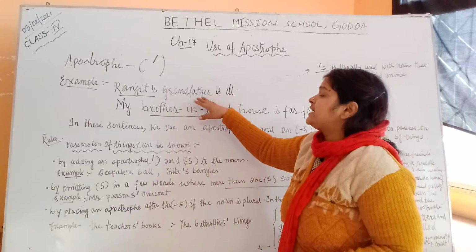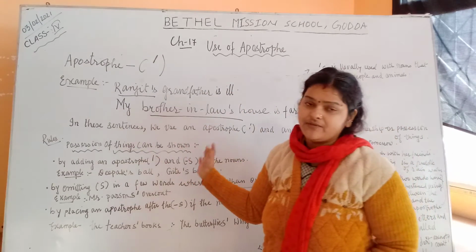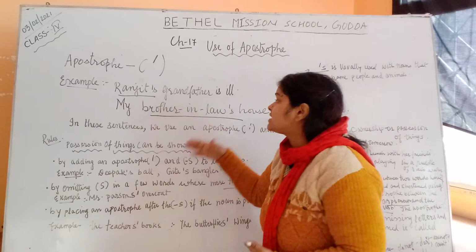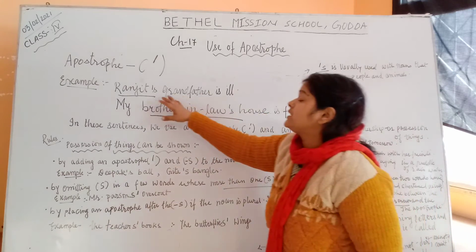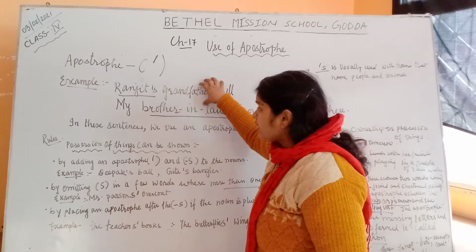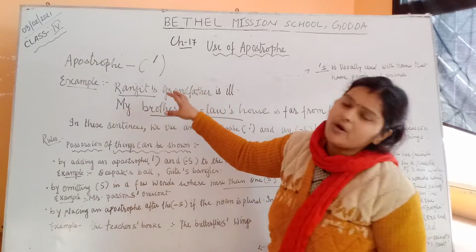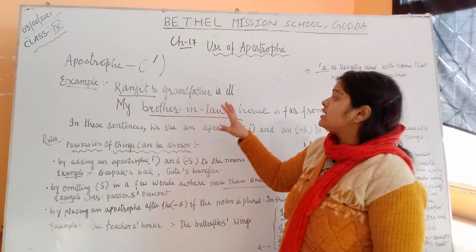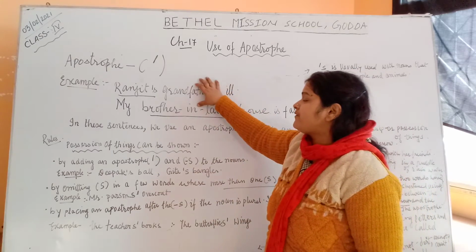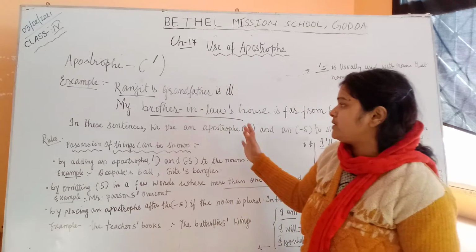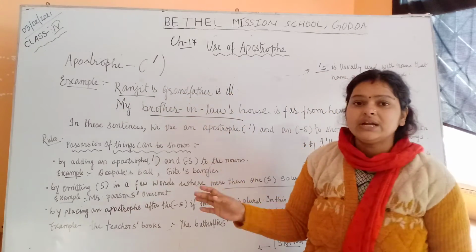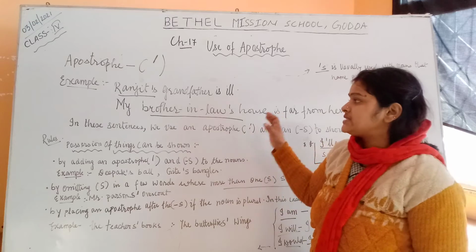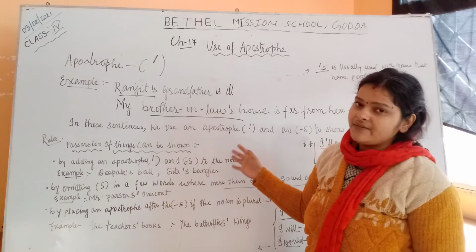That is, the grandfather is Ranjit's grandfather. So Ranjit's grandfather is ill. Who is it? Ranjit's grandfather is ill. The possession or the ownership, that is the grandfather, is of Ranjit's. Okay, so Ranjit's grandfather is ill. We get to know that the grandfather is ill and that he is Ranjit's grandfather.